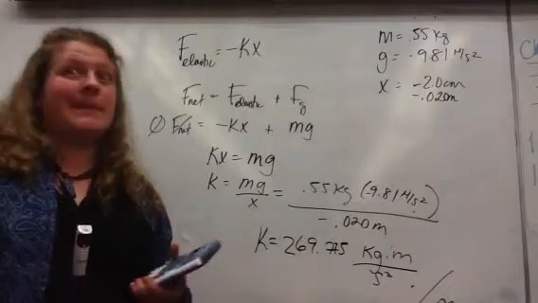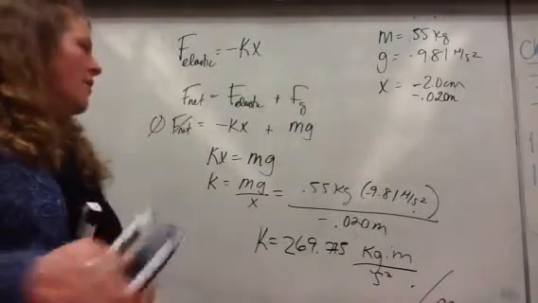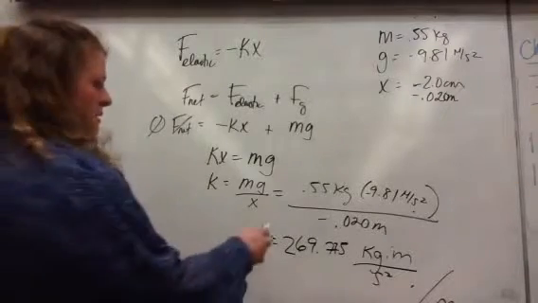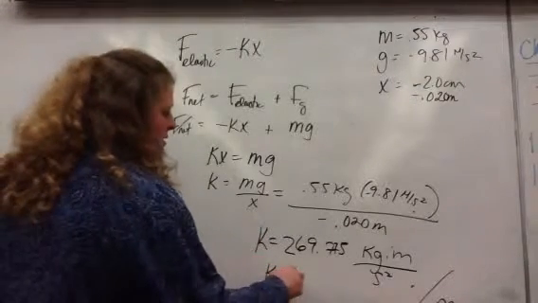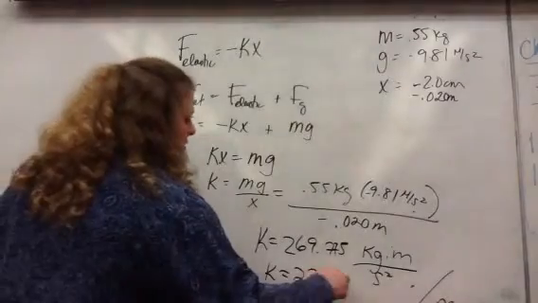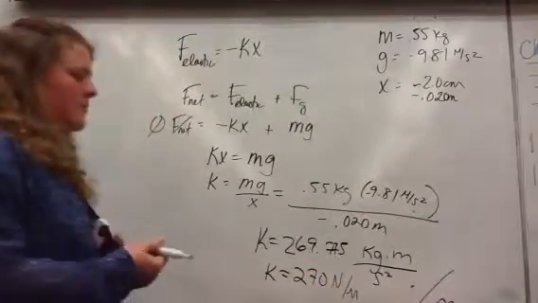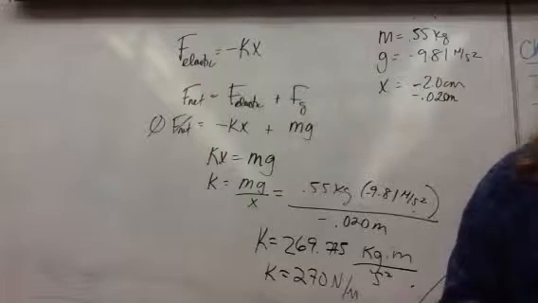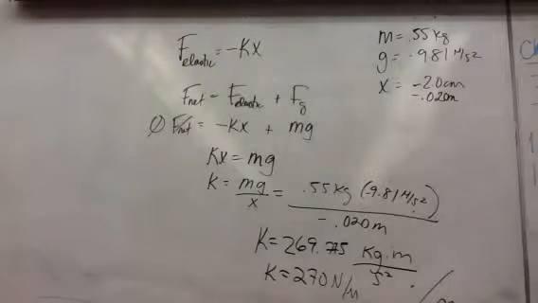So, units? Awesome. Okay. How many sig figs? 2. So K equals 270 newtons per meter. Did they get it right? They did. Okay, you are assigned numbers 1 through 4 on page 441.